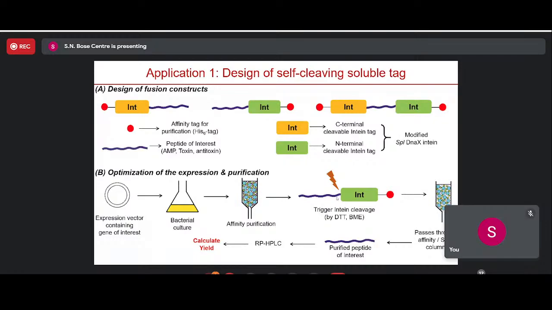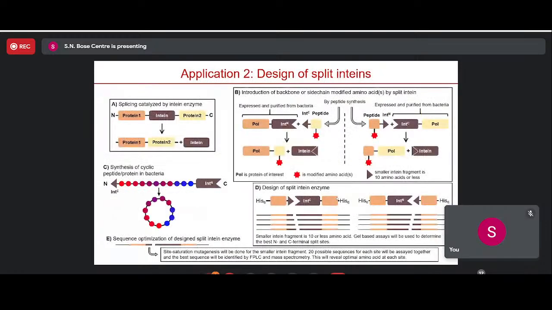So that's one example. The other example is to design split enzyme, meaning that this is not something that has not been done. It has been done, and we are also trying to do it with this particular enzyme that we are working with. So if you can split this enzyme, then you can use that one to make cyclic peptides inside the cell. And cyclic peptides are again therapeutically very useful because they do not get proteolyzed as quickly as linear peptides. And they can also be used to synthesize proteins with chemical modification.